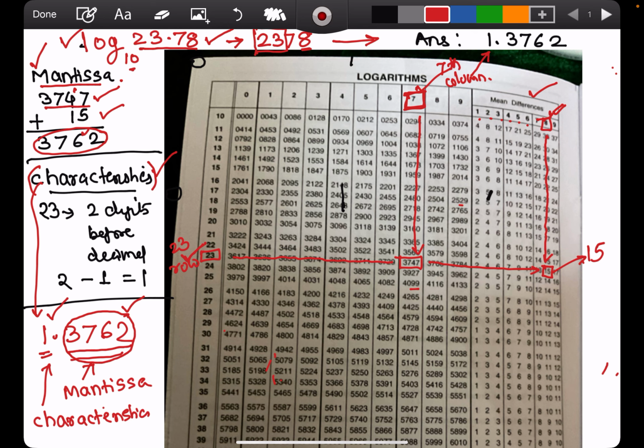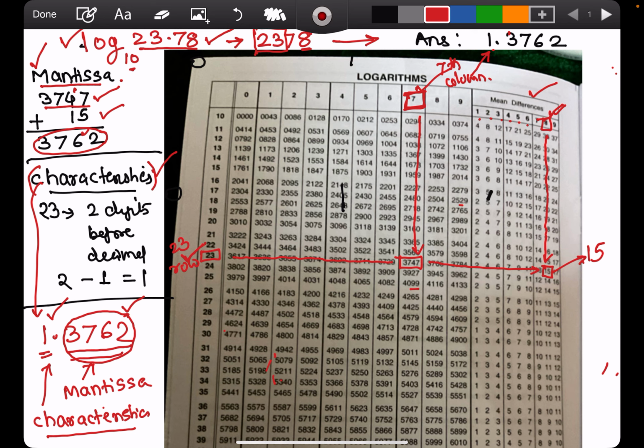Now how do I get the characteristic? Because the complete answer is 1.3762. I have got this 3762 now, right? But I need to get the characteristic. For finding the characteristic, it is very simple. You don't require a log table for that.